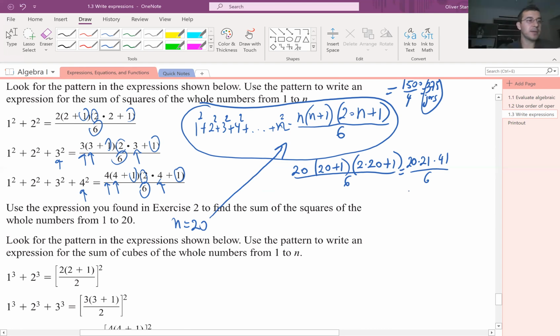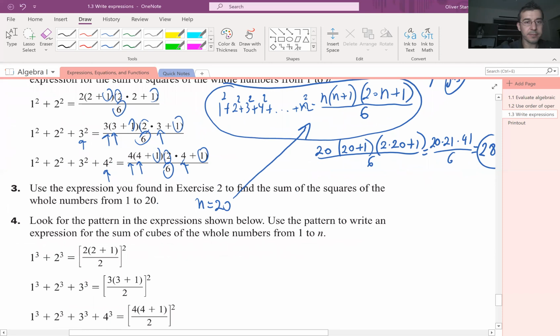So let's plug that in. We're going to get 20 times 21 times 41 divided by 6. So we get 2870. Okay, so that's the answer for number 3. And then 4 and 5.